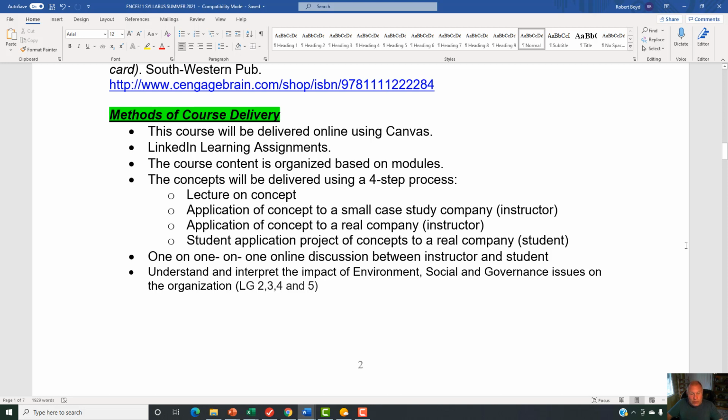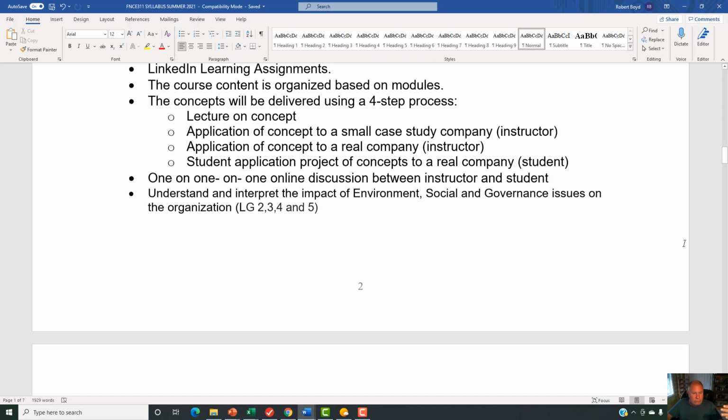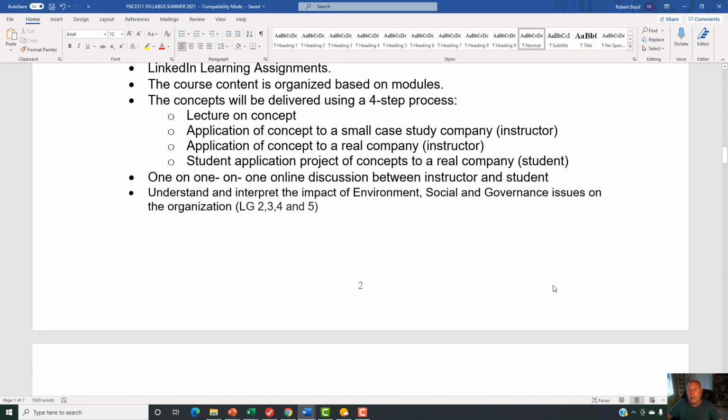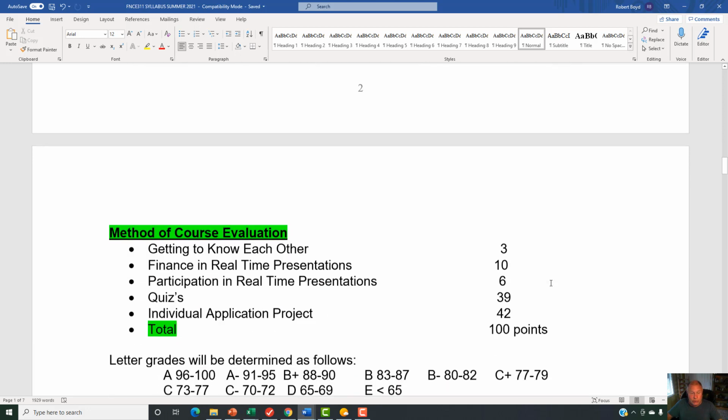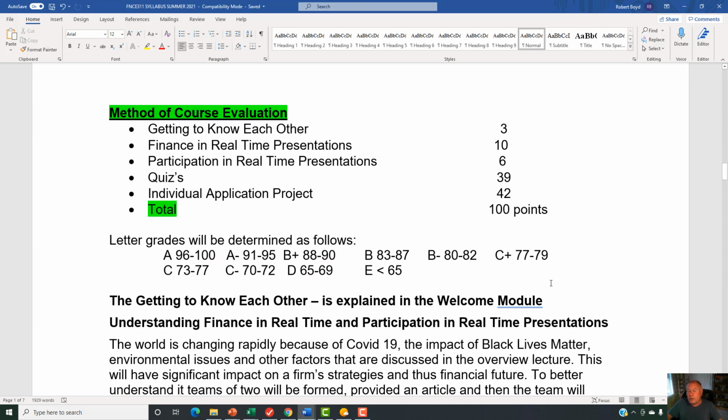A one-on-one discussion between you and I, and then understand and interpret the impact of environmental, social, and governance issues on the organization. How are we going to evaluate you in that? Sign us up. First is our first assignment, getting to know you, which we'll talk about in a moment.